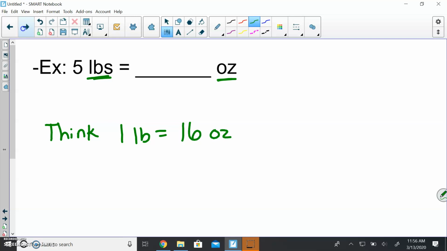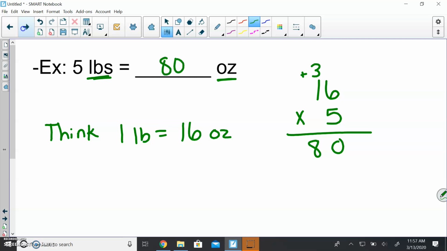Okay, so if 1 pound is 16 ounces, we need to take our 16 ounces for 1 pound and multiply it by 5 because we are converting 5 pounds. Okay, so 6 times 5, we get 30. Regroup our 3. 5 times 1 is 5, plus 3 is 8. So 5 pounds is going to be equal to 80 ounces.